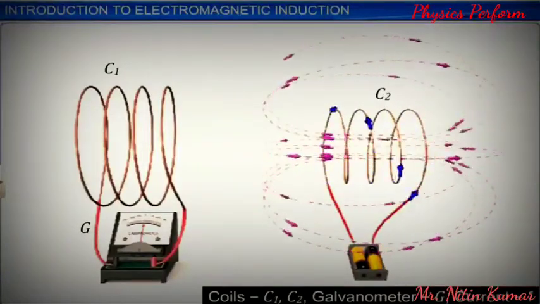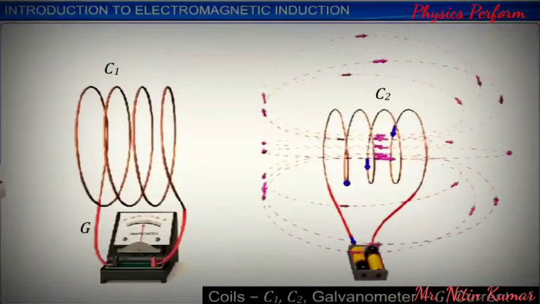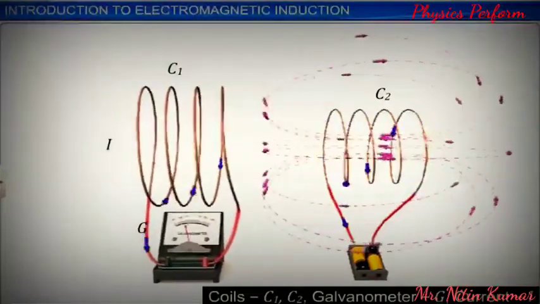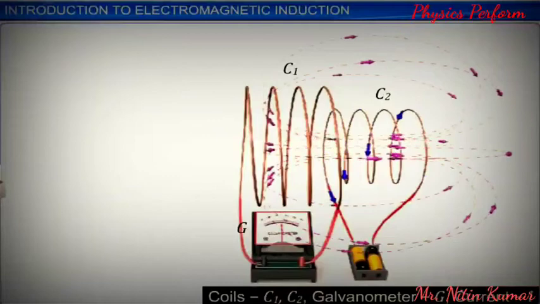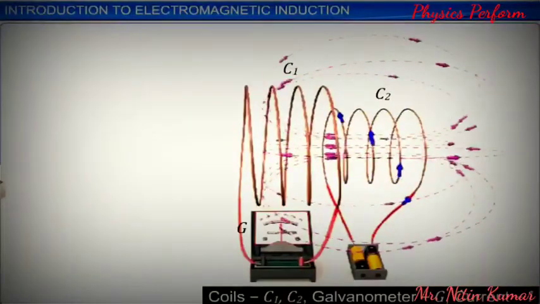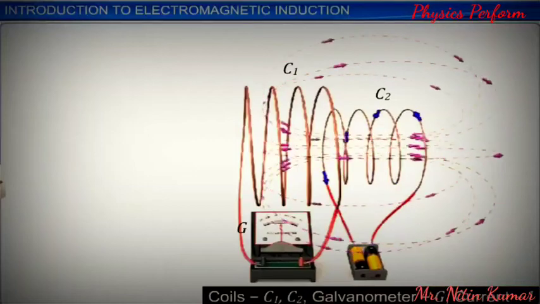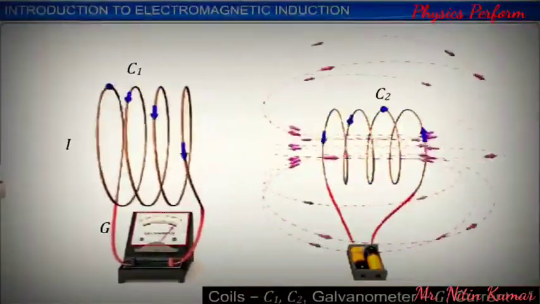When coil 2 is kept stationary and coil 1 is moved towards coil 2, a current is induced in coil 1 and the galvanometer needle deflects to the left of 0. When coil 2 is kept stationary and coil 1 is moved away from coil 2, a current is induced in coil 1 and the galvanometer needle deflects to the right of 0.